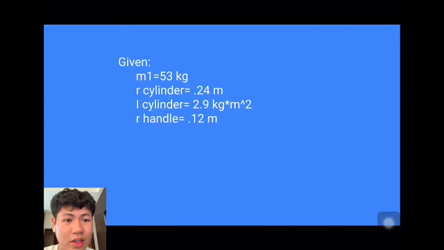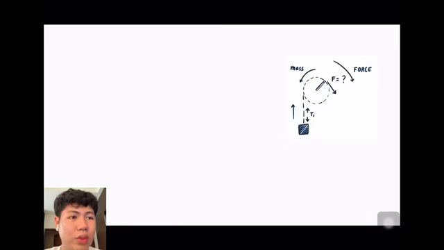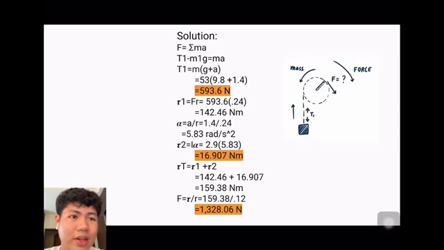So you could ignore everything that wasn't mentioned. So you have 53 kilograms, 0.24 meters, 2.9 kilogram meters squared, and 0.12 meters. So we already have the moment of inertia, we have the two radii, and one mass. So required, we only need the force needed to create a lift at acceleration equals 1.40 meters per second squared. So this is the free body diagram, and we start off with creating a force equals mass times acceleration equation.